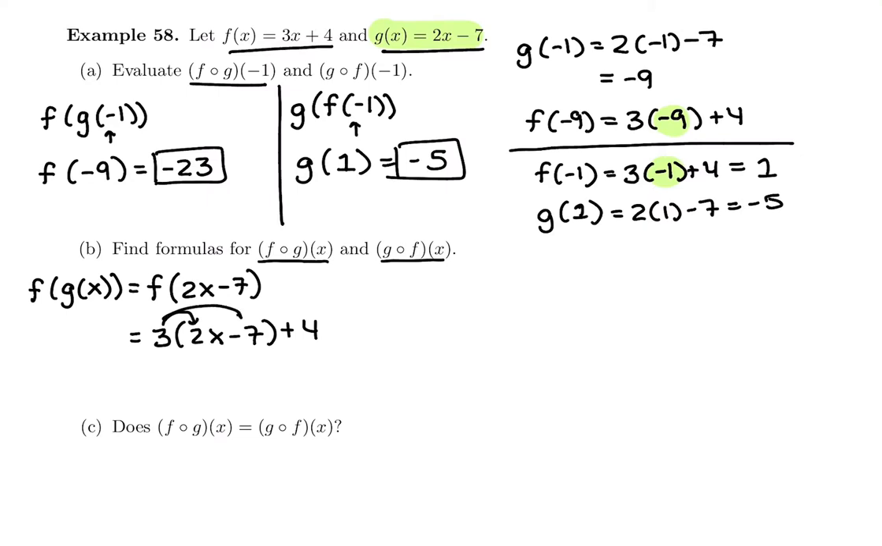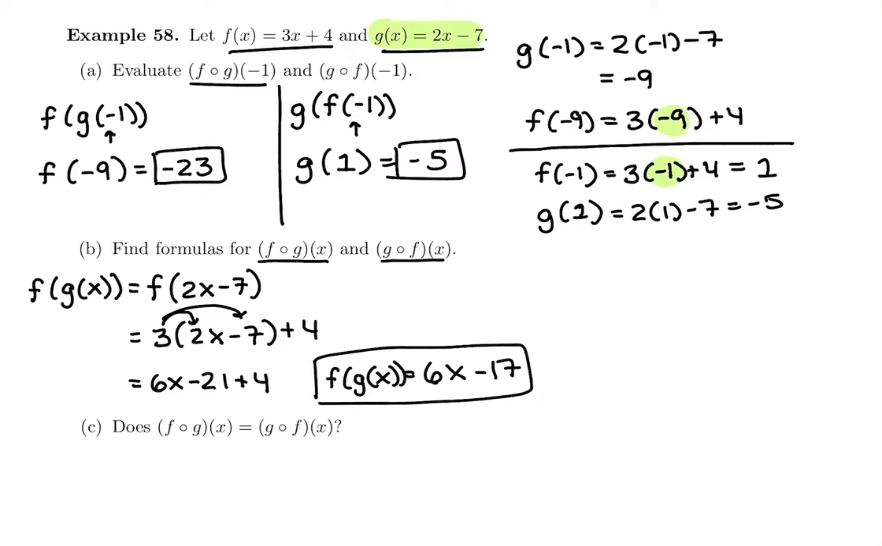So I need to distribute this here. My f of g of x is going to be 6x minus 21 plus 4, which really means that f of g of x is 6x, and then negative 21 plus 4 gives me a negative 17. So when I don't plug in a number, I don't get a number. If I plug in a function, I get a function. So a number would give me a number, like we did f of g of negative 1, we got a number out. But if we do f of g of x, if we plug in a function, we're going to get a function.